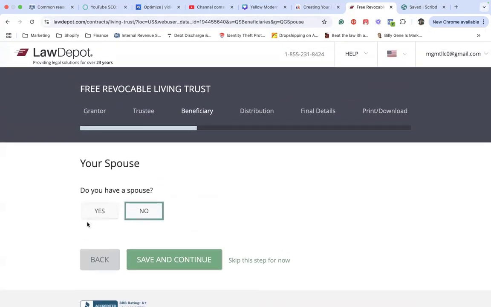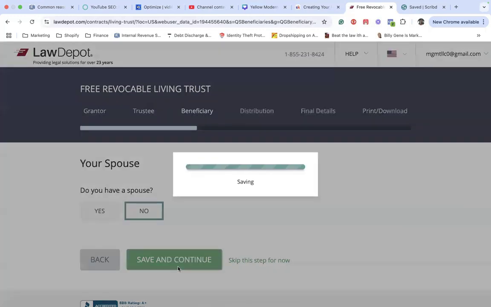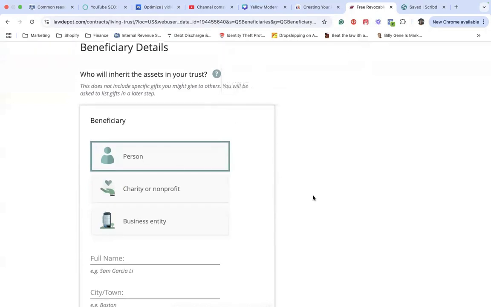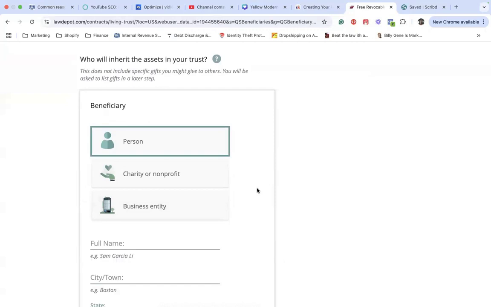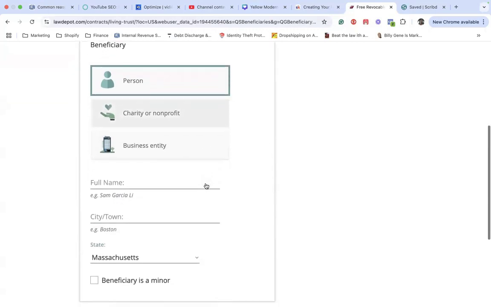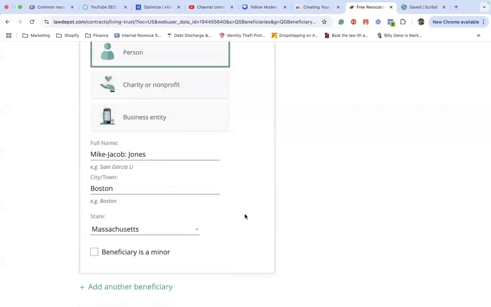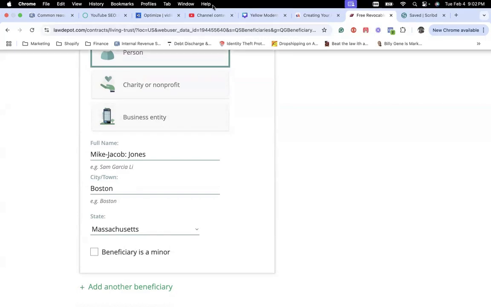Do you have a spouse? If you do, you would hit yes. In this case, we're just going to do no. Who will inherit the assets in your trust? You can put a person, a business, or a charity. If you want to donate all your assets, you can donate them, right? But we're going to do a person. So we're going to do Mike, same format, Jacob. If it's your kids, you can click that your kids are minors. And if there are other people you want to add, you can just hit add another beneficiary.